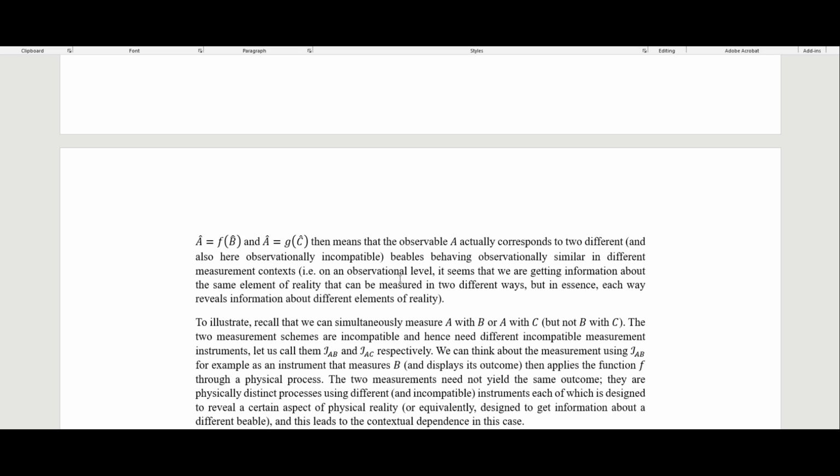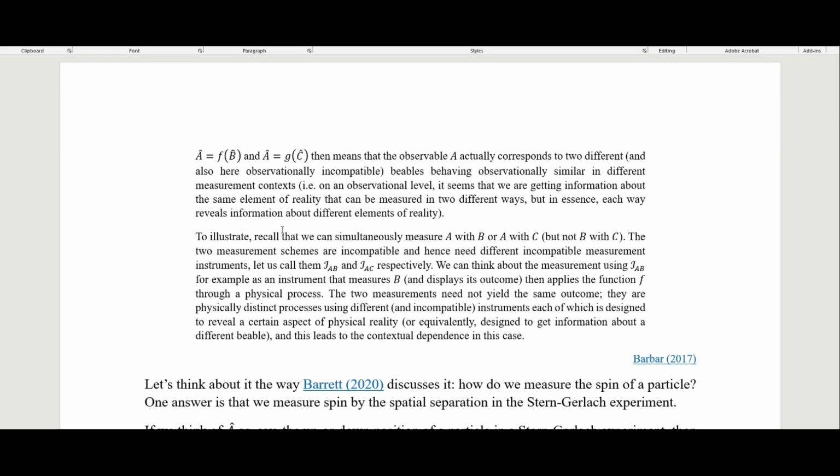So in other words, on an observational level, it seems we are getting information about the same element of reality that can be measured in two different ways, but in essence, each way reveals information about different elements of reality. To illustrate, recall that we can simultaneously measure A with B or A with C, but not B with C. The two measurement schemes are incompatible and hence need different incompatible measurement instruments. Let's call them tau AB and tau AC respectively.